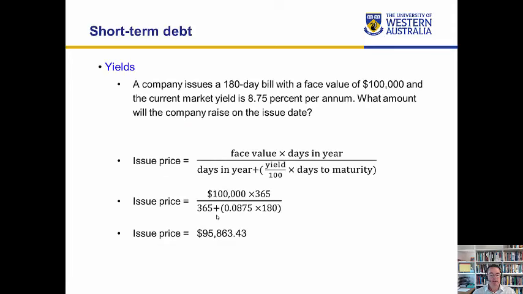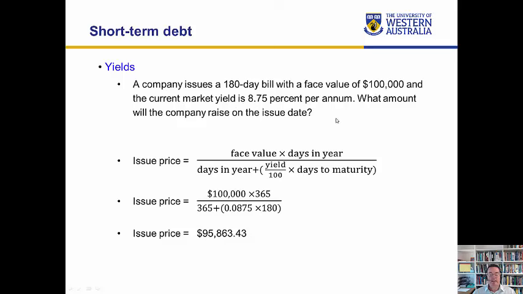Okay, next slide. This shows you how a yield is calculated in short-term debt markets. So this is a discount security. It's got a face value of $100,000. It's a 180-day bill. Now, a bill is a type of short-term debt. There are bank bills, for example, that we'll be focusing on later. So a bill is a type of short-term debt. And let's just say that the current market yield is 8.75%. Now because that's the market yield, this company will have to pay that interest rate to the people that they are borrowing the money off for a period of 180 days.